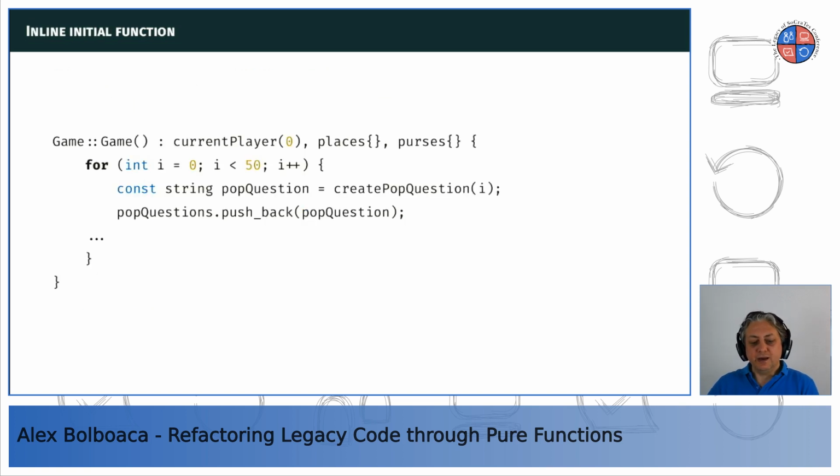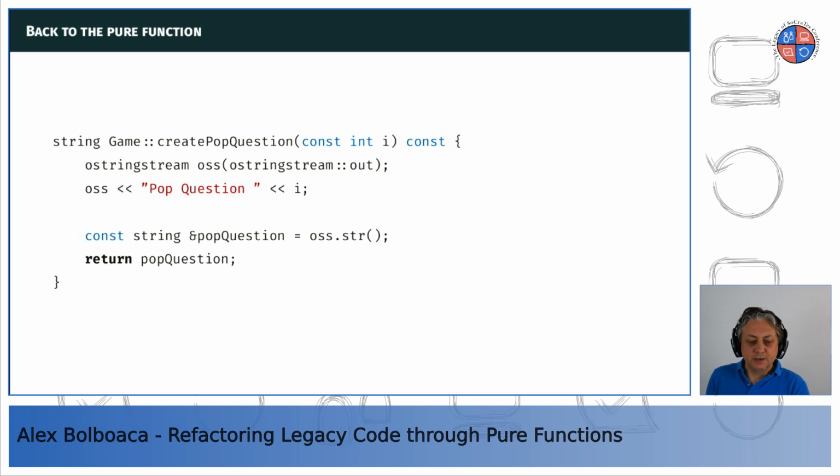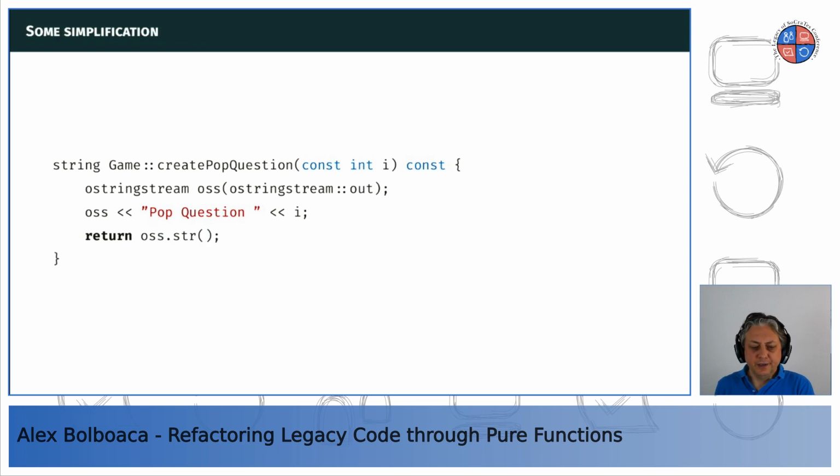And now the next step, I can inline the initial function. So now I have a very cool thing. I've just separated a pure function without trying too hard, let's say. The create pop questions function. So now let's look at the pure function. This is how it looks now. We can simplify it a bit. This is the automated refactoring done by CLion. I can change it a bit, simplify, inline a variable, still const.